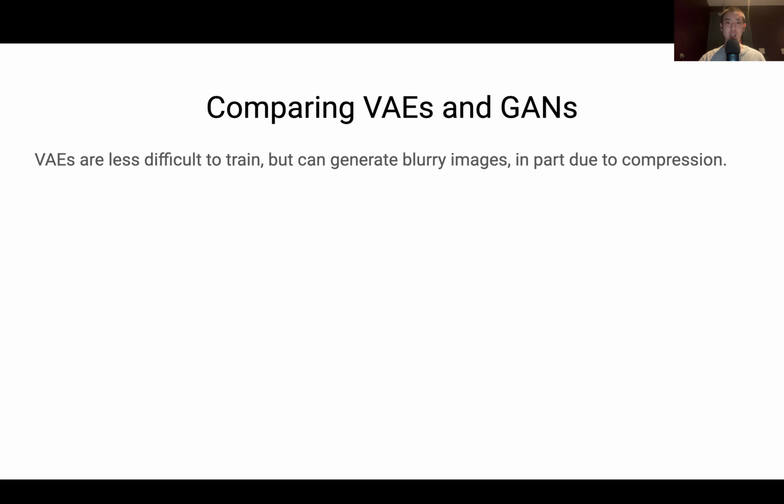So now that we've learned about VAEs and GANs, let's compare the two. In broad strokes, VAEs are less difficult to train, but can generate blurry images, in part due to compression. And GANs are harder to train, but can generate better images. So there are pros and cons to using VAEs versus GANs.